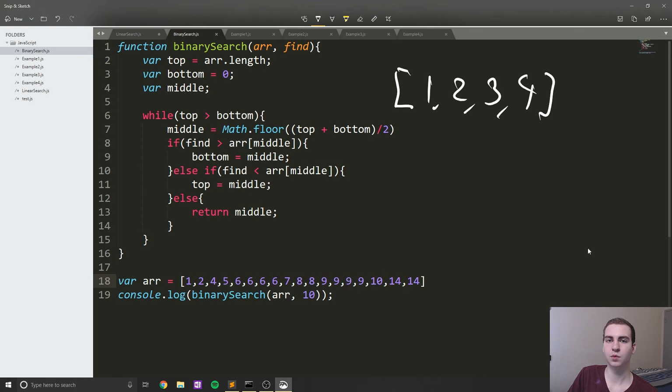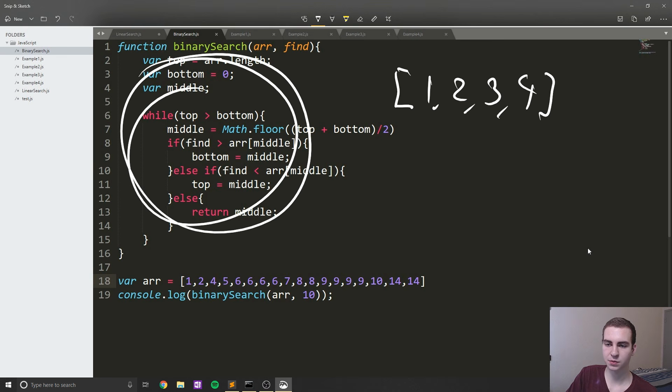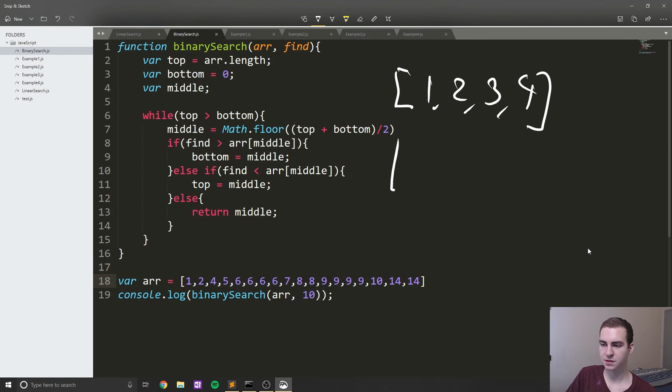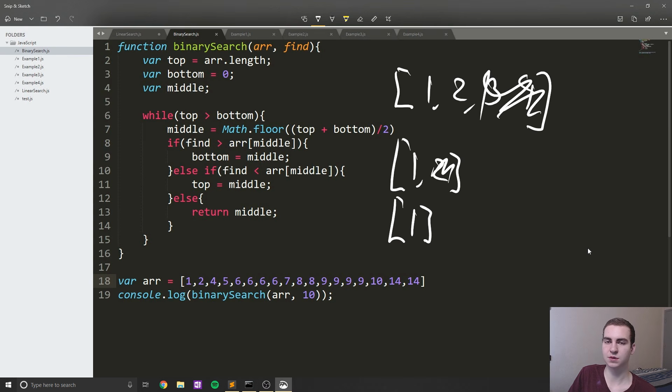And every time we run this loop, so the while loop right here, we split the list in half. So our first loop looks something like this. Our second loop looks something like this. And our third loop would look like this, right? Because every time we essentially cut off half until we get down to one element.